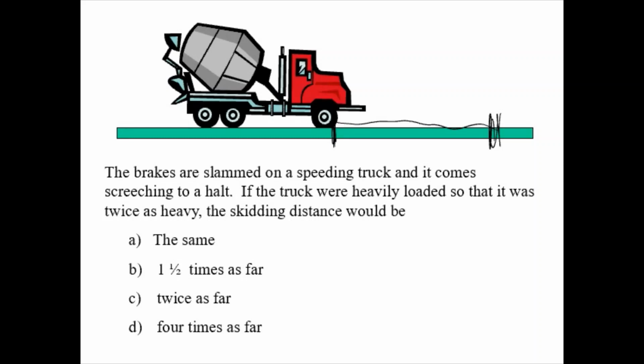The question is, if the truck were heavily loaded so that it was twice as heavy, let's suppose it was empty the first time, so it slides to a stop here when it was empty, right? It was just the cement truck. Now it's filled with concrete, right? We've got all kinds of concrete in here, and the truck is twice as heavy. What's going to happen to the skidding distance here? Okay, what's going to happen to the skidding distance?